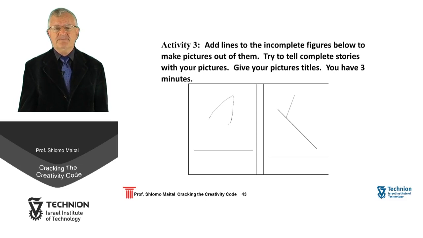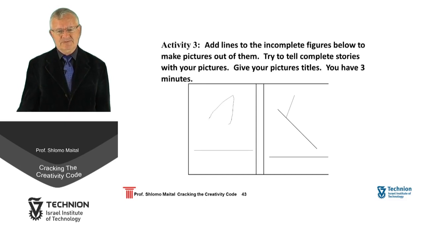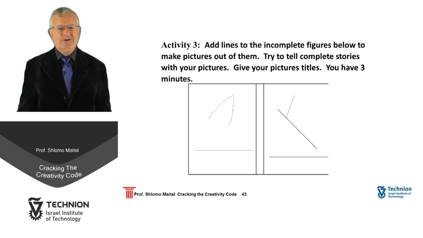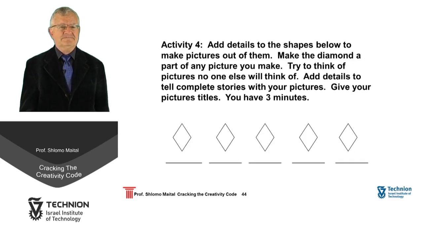Activity 3. You have 2 pictures on the screen. Take a piece of paper, draw those simple lines. Add to these figures to make pictures out of them. Try to tell complete stories with your picture, and then give them a title. And you have 3 minutes, 180 seconds. Tell a story in the picture that you create, and then give it a little title.